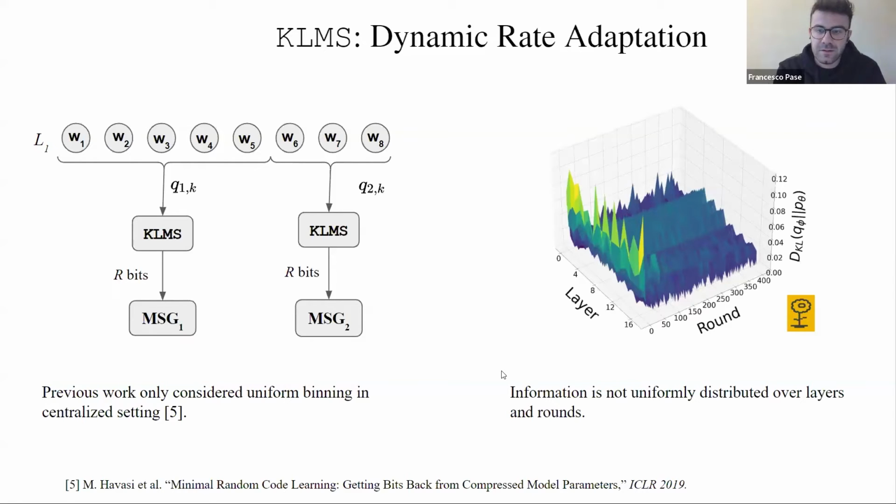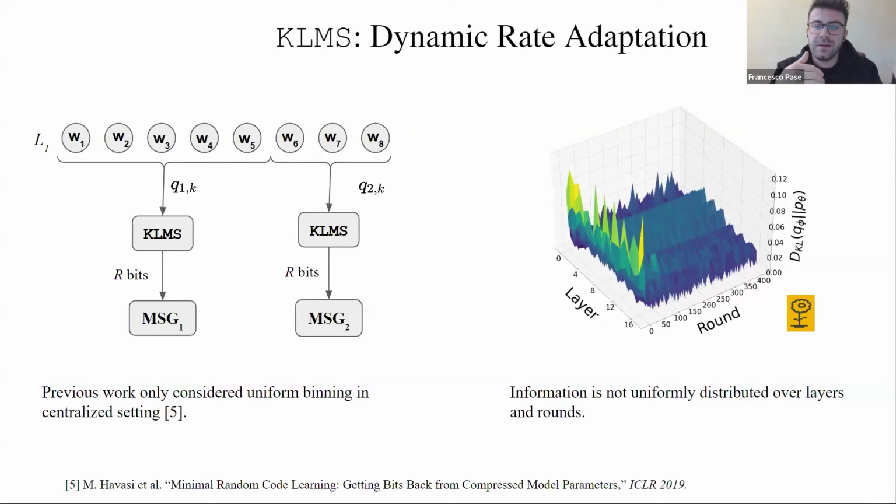So what I mean by this is, you can see here in this 3D plot, we measure this KL divergence, so this discrepancy between the local and global knowledge. So this is the information gain acquired by the client while training the local model. And we can see that this new information is not equally distributed over the layers of the network and also over the rounds. And it makes sense because in the beginning, maybe you start from a random model, you learn a lot by training your model, and then in the end, while you are converging to a good solution, the information gain is lower.